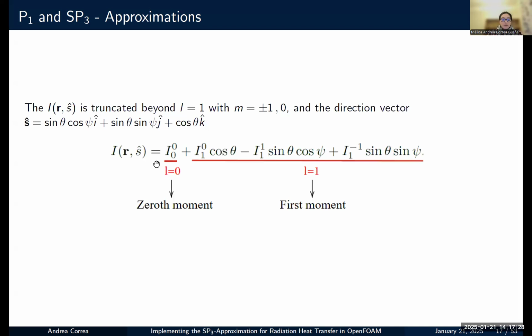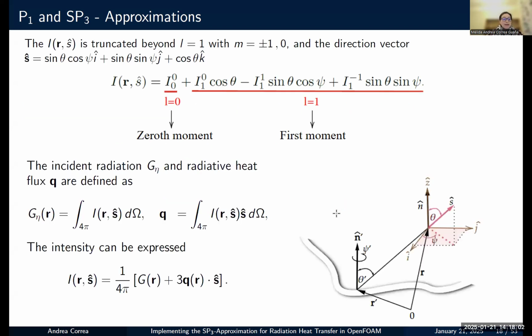In this equation, the first term, with L equal 0, is called the zero moment, which describes a uniform intensity, while the remaining terms, in this case the three terms, depend on the angles, model the directional variation, and are called the first moment. This makes the model efficient, but less accurate in case we have anisotropy. Here we have two different definitions for the incident radiation and the radiative heat flux. If we solve using this equation and some mathematical steps, we can obtain the intensity in this form, where the radiative intensity is a combination of incident radiation and radiative heat flux.